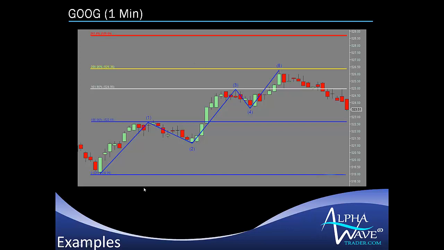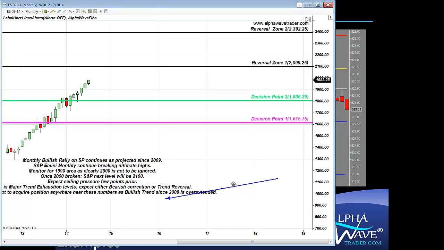So here is Google 1-minute chart. This is as classic and as clean of the pattern as it ever seen. It doesn't become any cleaner and any more beautiful. Google 1-minute pattern is identical to what we've been witnessing on S&P monthly. Since 2009, it is all the same formula.